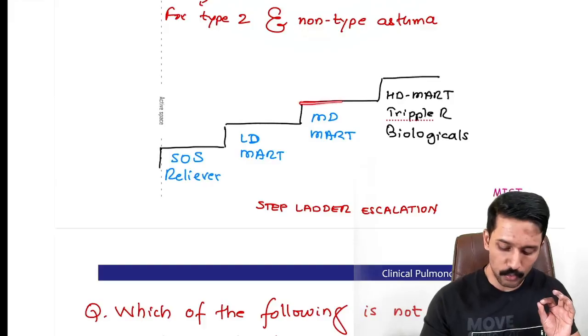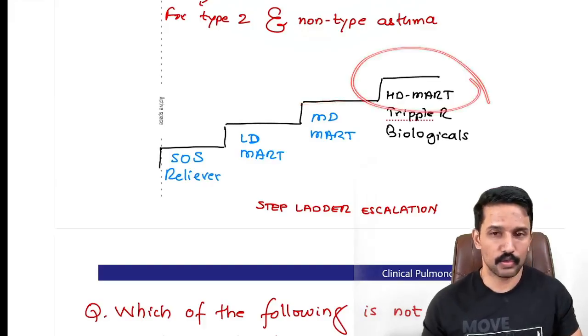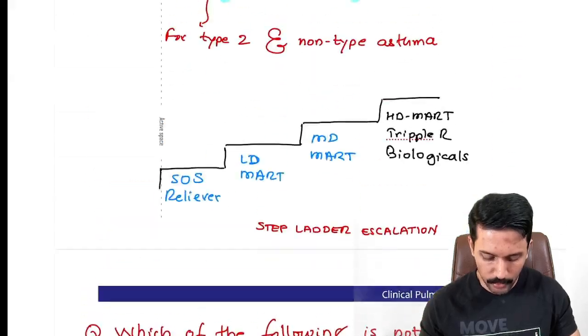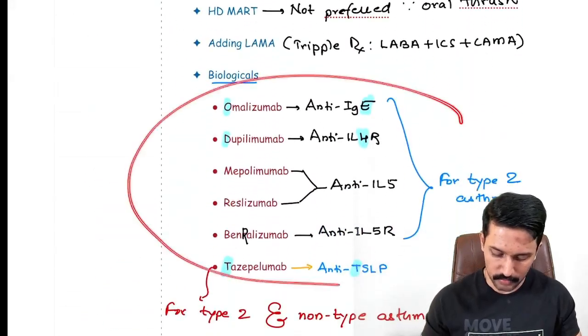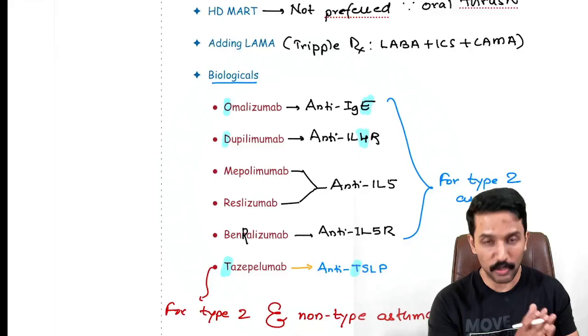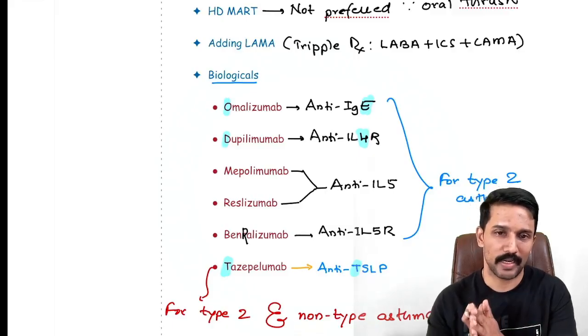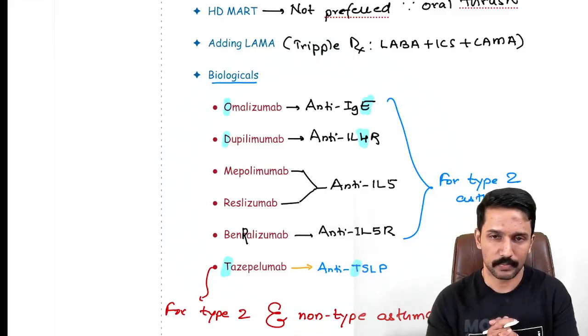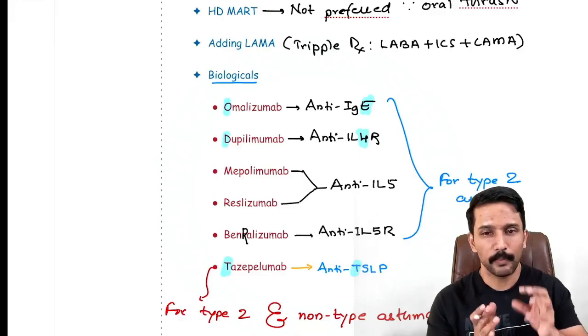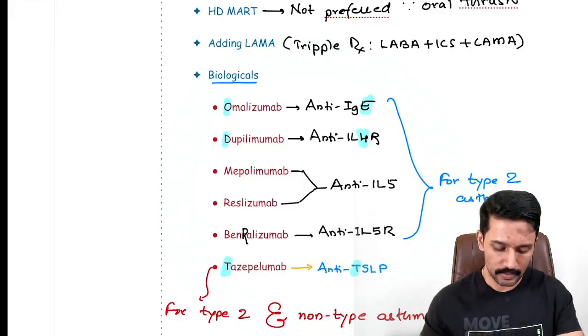Once medium dose MART fails, we can consider high dose MART or using other biological agents like all the list we have mentioned: omalizumab, dupilumab, mepolizumab, reslizumab, benralizumab, and tezepelumab. Only when medium dose MART has failed, right?